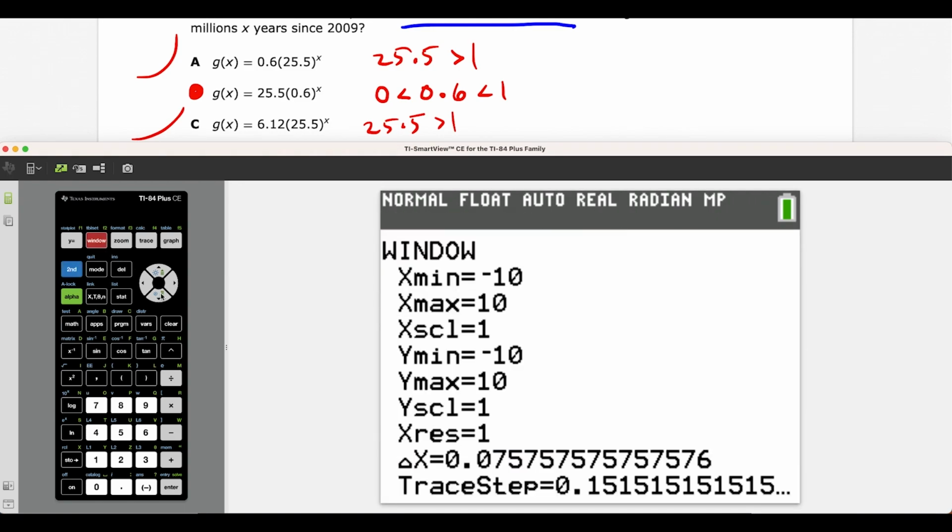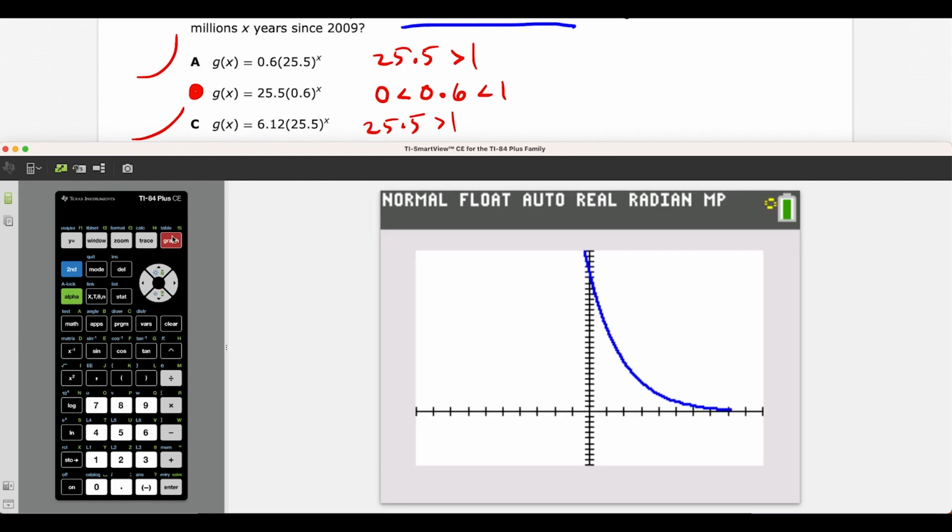So here I'd actually go to the window. And you can adjust this to match the picture. Our maximum y value on this graph, it started at 0, 25.5. So I would just change this to, let's say, 30 so that it captures everything. And now when we press graph, we get a much better picture of what's going on.